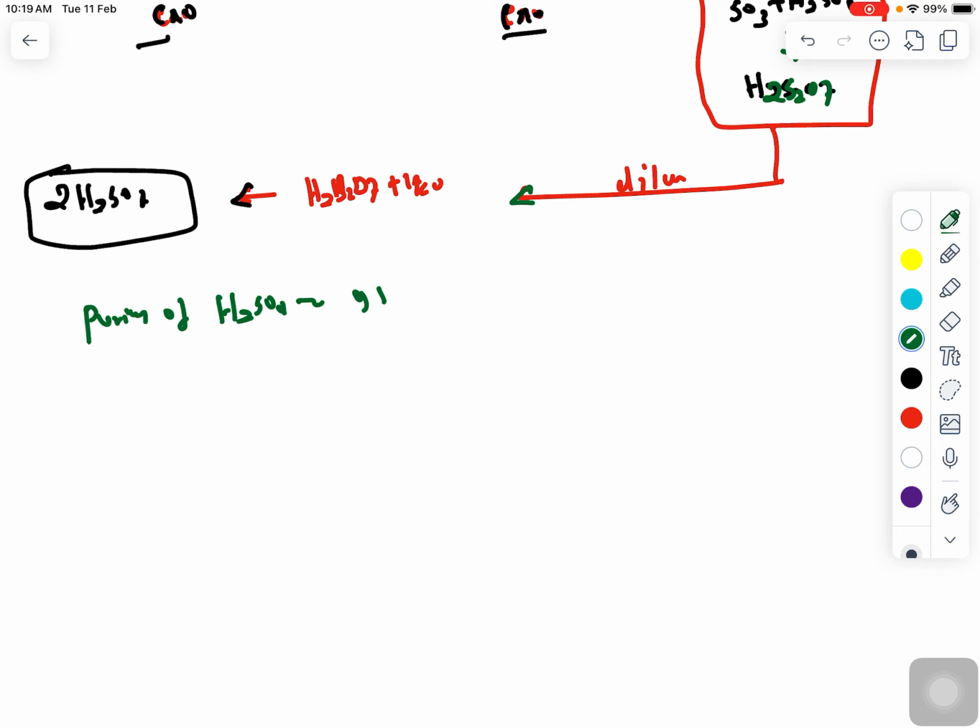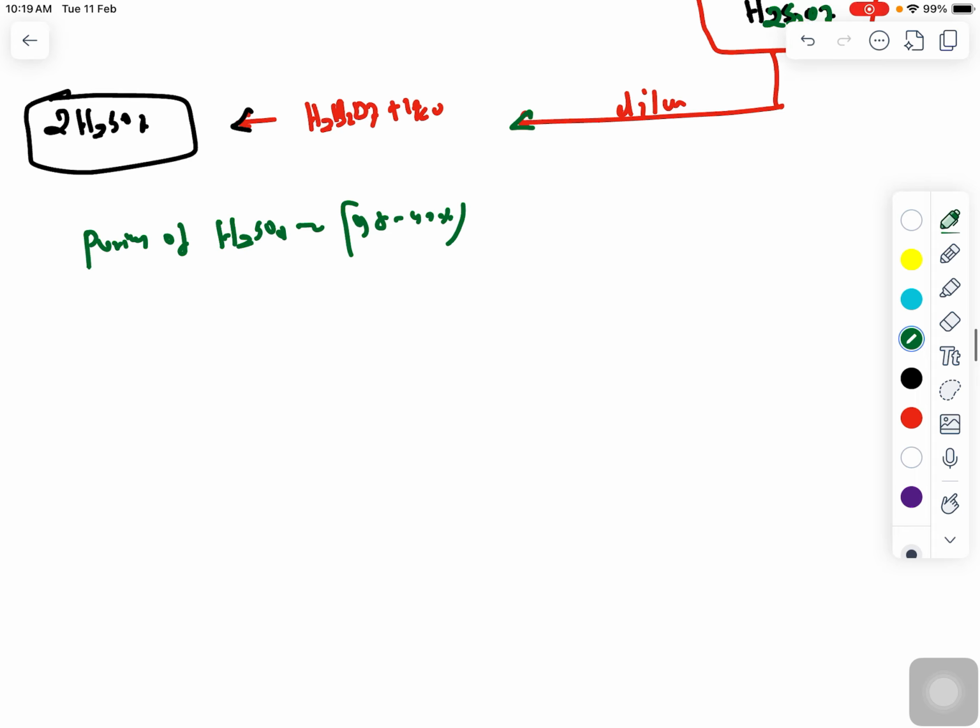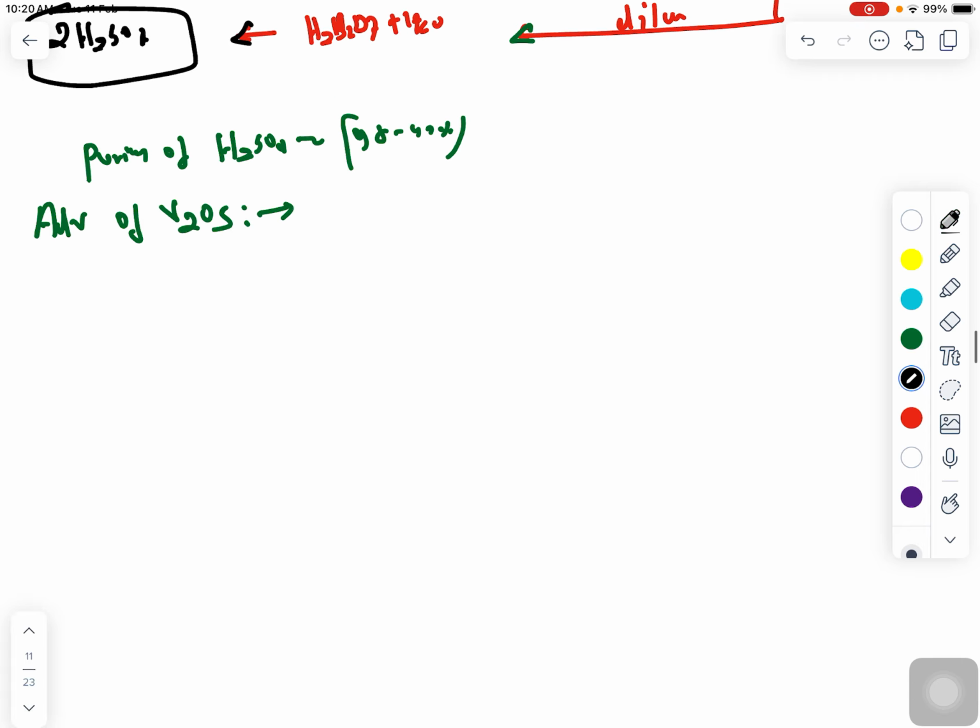Now, in this particular process, you will see the purity of H2SO4 tends to 98 to 99%, which is a very decent purity. And this is a very economical and efficient process, and less pollution compared to another method, right? And now, why are we using vanadium pentoxide? The advantage of V2O5 in this particular process is that it is immune to poison.